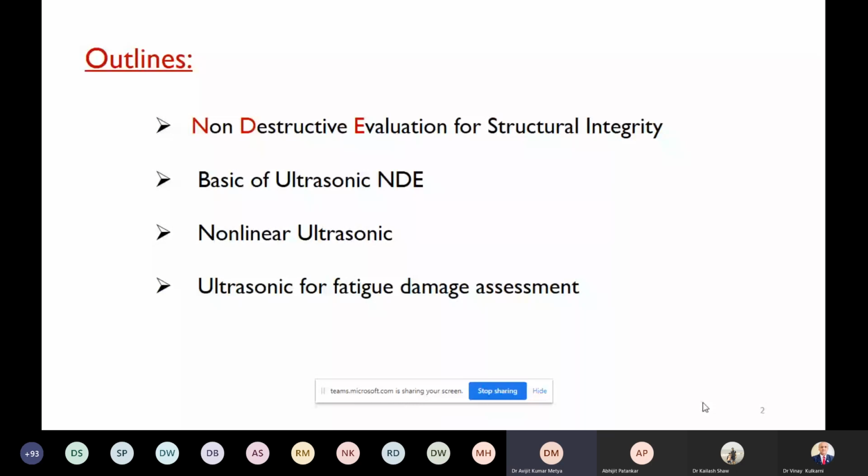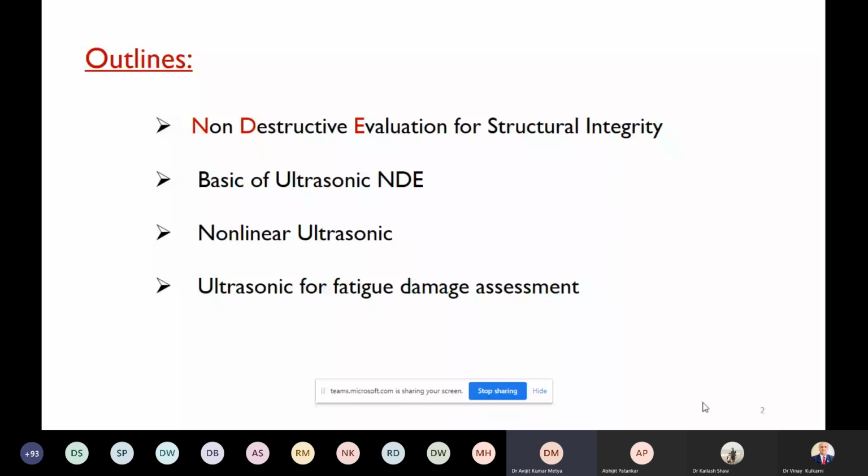Then I will go into the basics of some ultrasonic NDT. Then I will talk a little bit about some advanced ultrasonic techniques that have been developing, nonlinear ultrasonics. And finally, I will give one example of how we have used ultrasonics for the assessment of fatigue damage in a material.